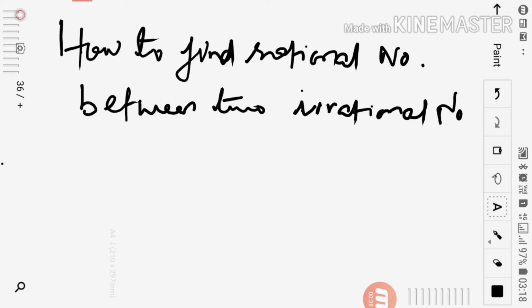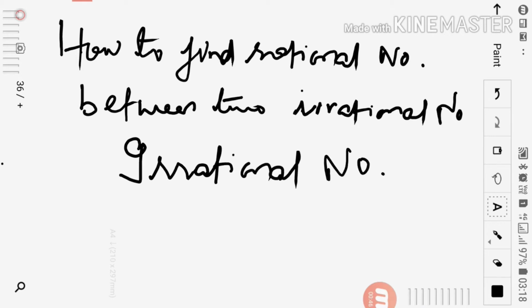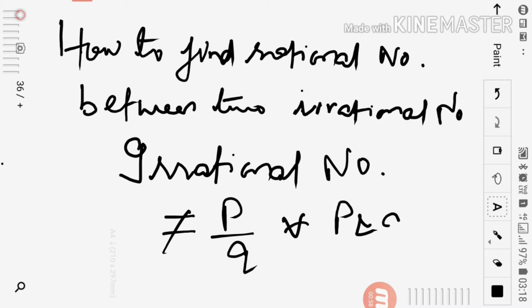But what is an irrational number? An irrational number is a number which cannot be written as p by q, where p and q belong to integers and q is not equal to 0. So a number which is not a rational number is an irrational number.